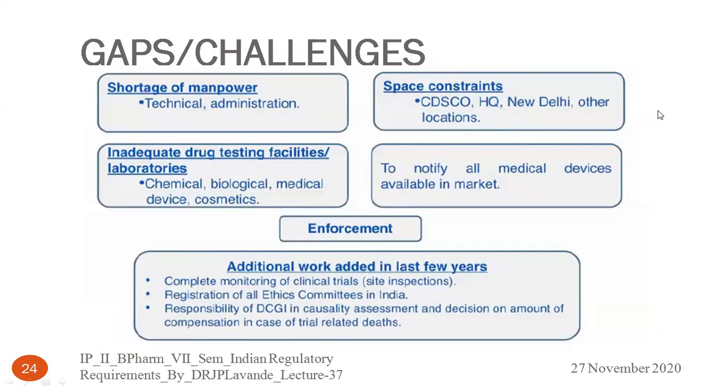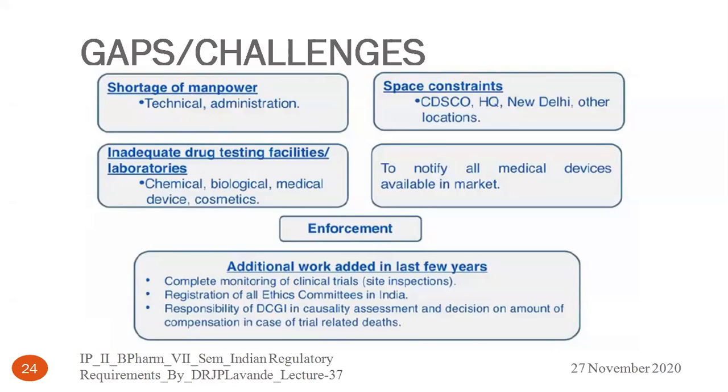The CDSCO also has different gaps, different challenges, and different limitations. The limitations are in the form of, say, the shortage of manpower. The CDSCO has a very, very limited number of inspectors, like, say, only 223 inspectors. It will be very difficult to regulate the whole country with just a handful of inspectors. So there is a shortage of manpower, and there is a shortage of administration staff. That is one of the major limitations associated with the CDSCO.